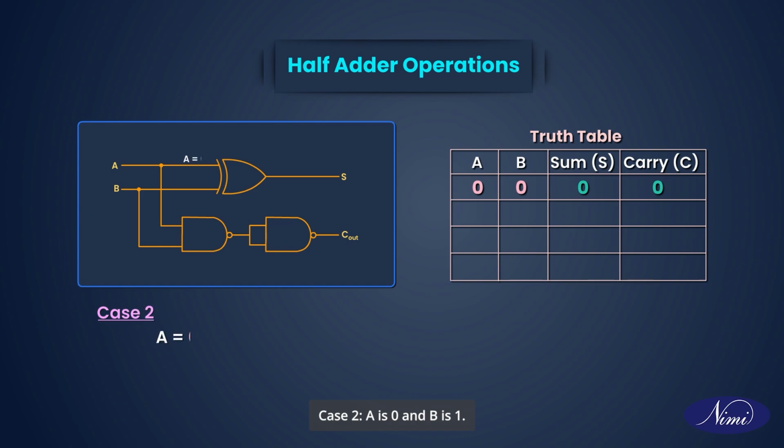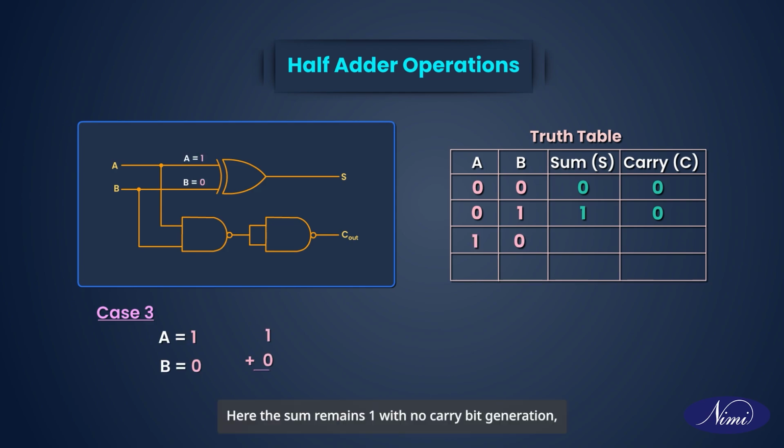Case 2, A is 0 and B is 1. This results in the sum output becoming 1 without a carry. The single active bit passes directly to the sum. Hence, S is 1 and C is 0. Case 3, A is 1 and B is 0. Here, the sum remains 1 with no carry bit generation. Hence, S is 1 and C is 0.